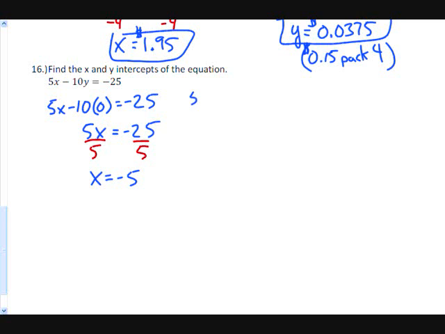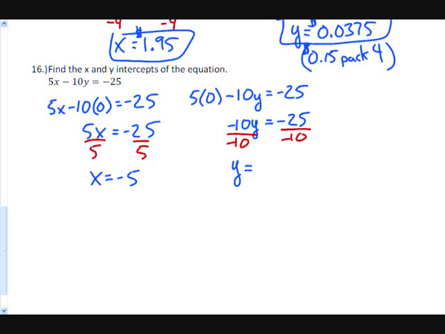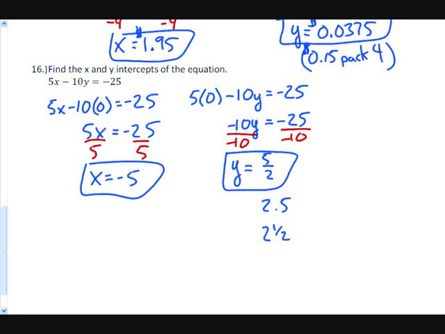To find the y-intercept, I plug a 0 in for x. So that's going to give me negative 10y equals negative 25. I divide each side by the negative 10. So I find out that y equals, I can leave this as an improper fraction, which is 5/2, or you could write it as a decimal, 2.5, or a mixed number, 2 and 1/2. Okay, any one of those answers would be acceptable. But those are my x- and y-intercepts. X-intercept, plug a 0 in for y. Y-intercept, plug a 0 in for x.